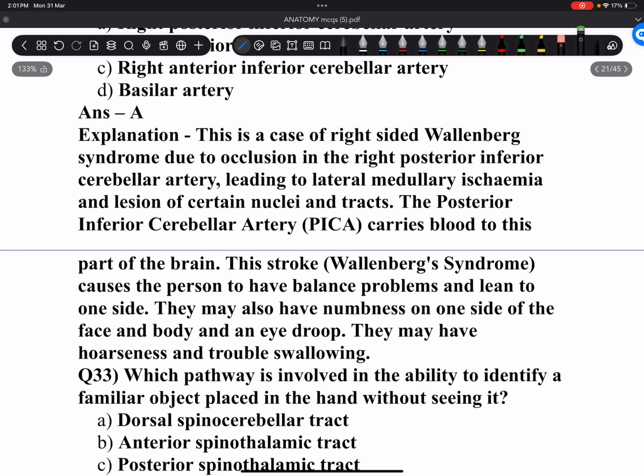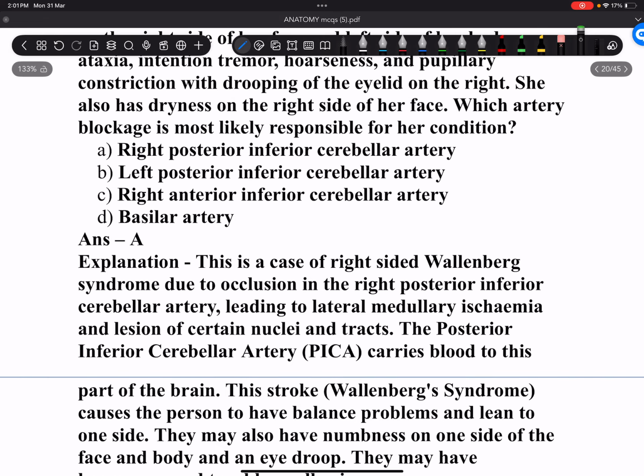So all these conditions happen when the person is suffering from Wallenberg syndrome, and the syndrome is due to the right posterior inferior cerebellar artery. Right-sided one.